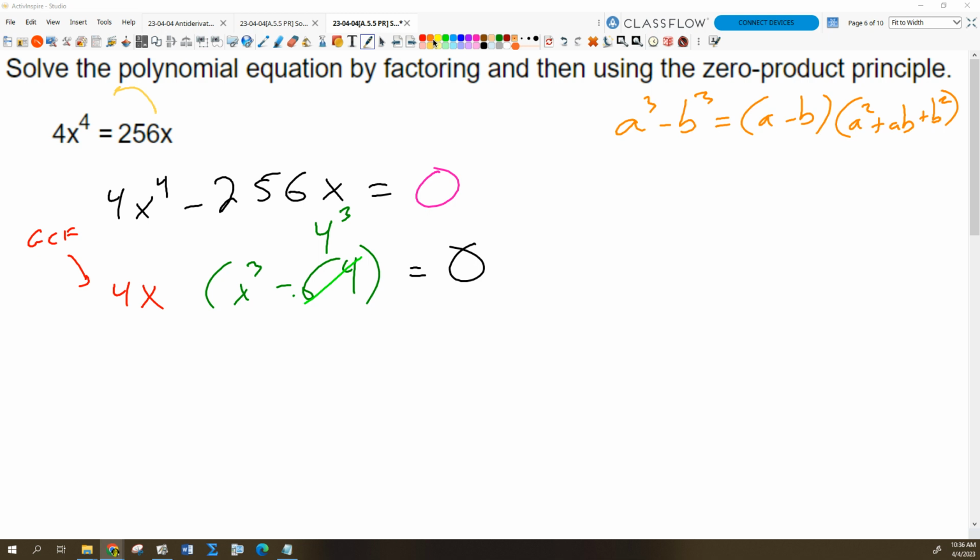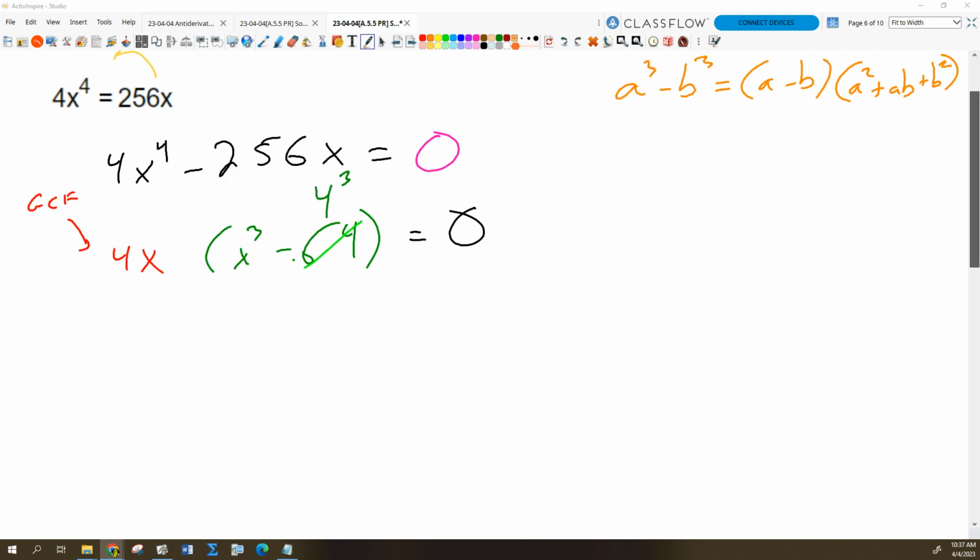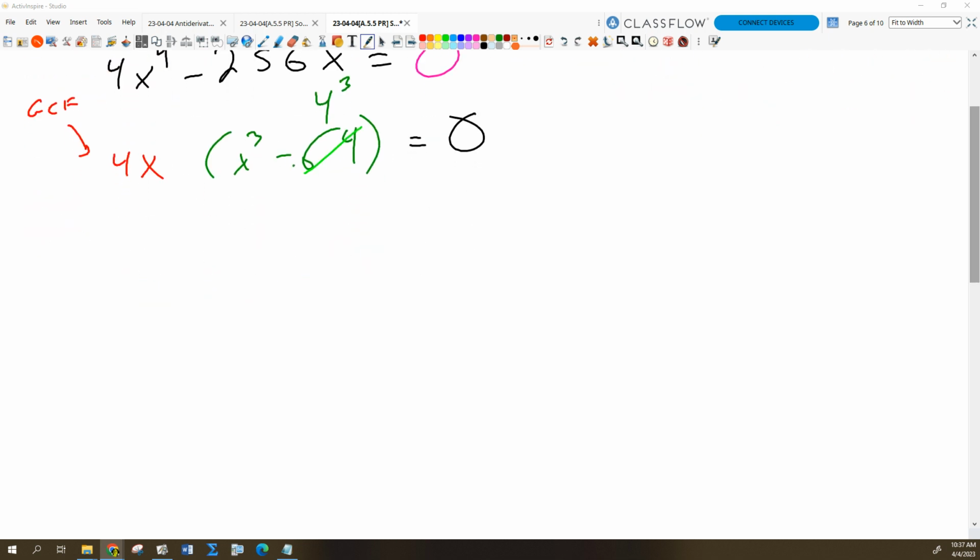Okay, good. What's our A and what's our B? A is X and B is 4, right? A is the first thing that's being cubed and B is the second thing. So instead of A cubed minus B cubed, we've got X cubed minus 4 cubed. We're just following that pattern though, right? So then we'll break this thing apart one last time.